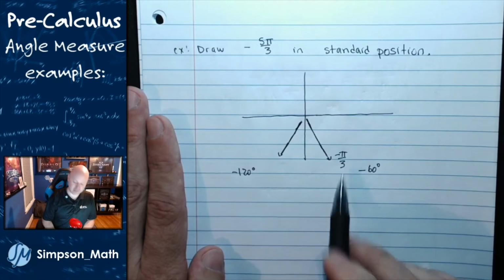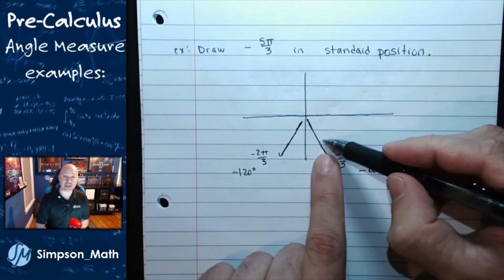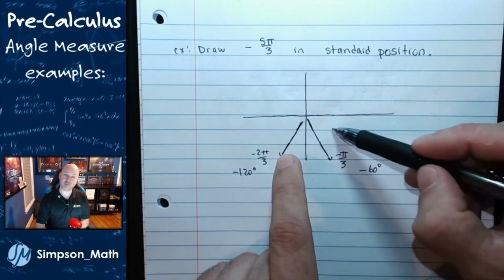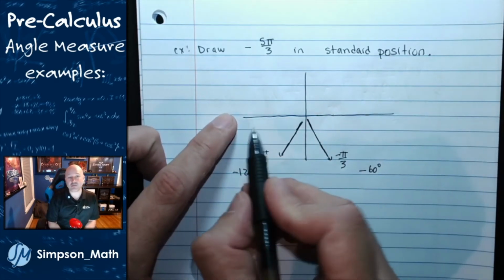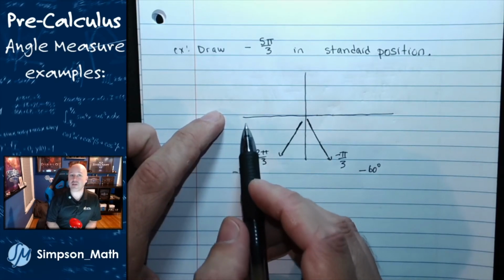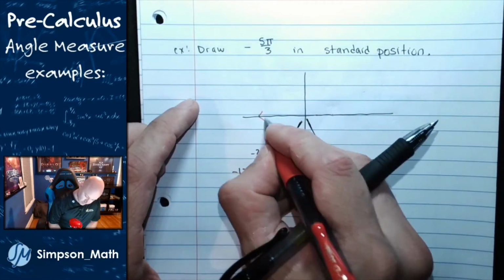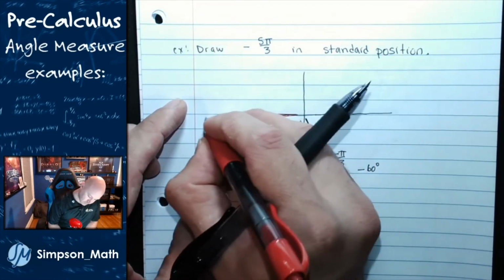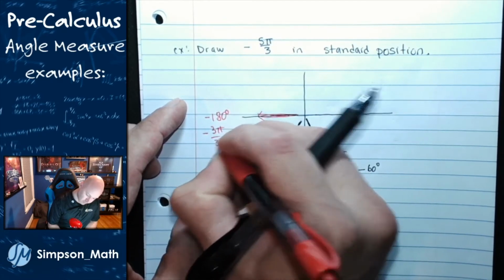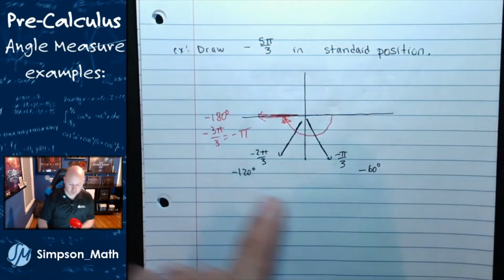Or negative 2 pi thirds. So negative 60 degrees, negative 120 degrees, negative 1 pi third, negative 2 pi thirds. Another 60 degrees will get me to 180. Another pi thirds will get me to 3 pi thirds, or pi. Oh yeah, and we knew that fact.